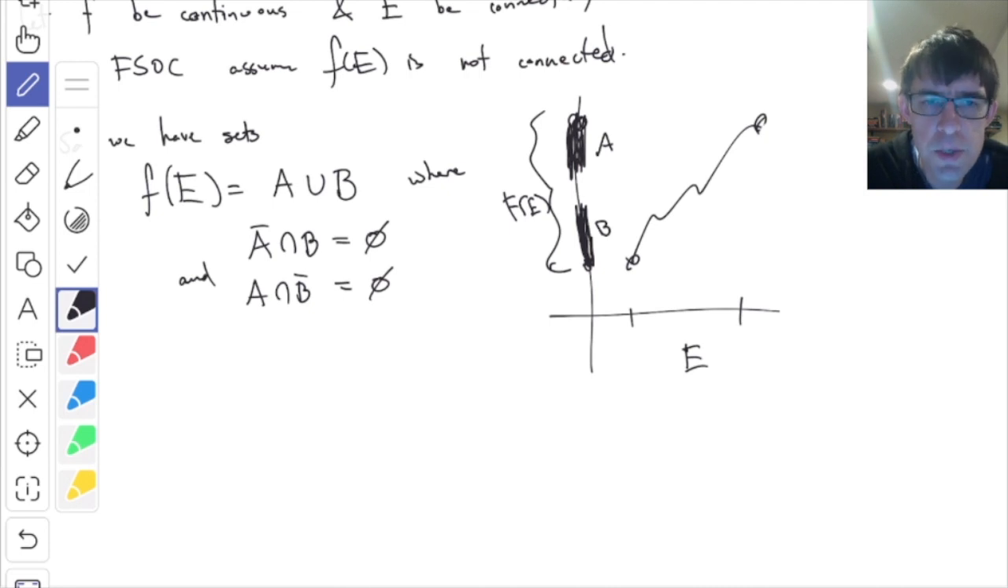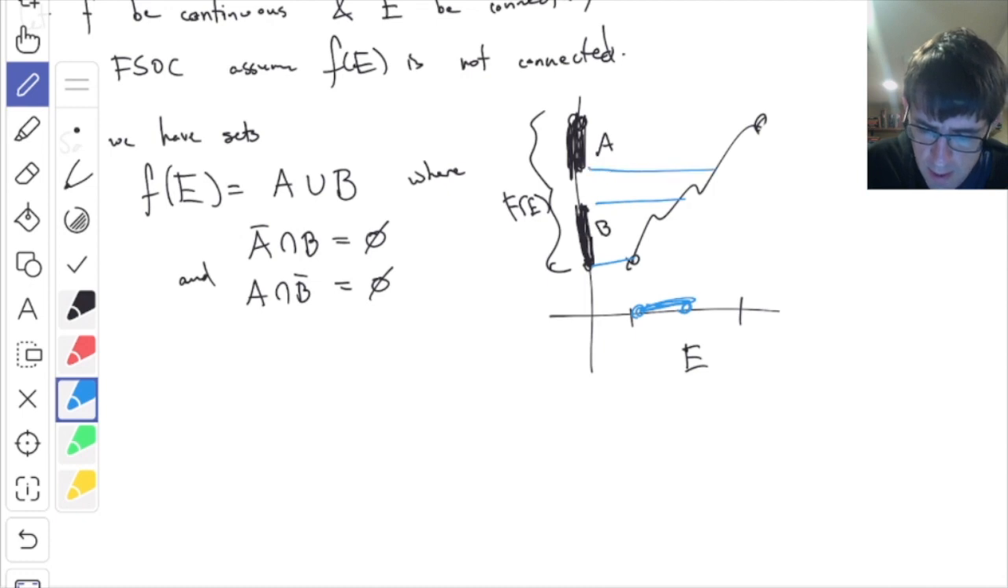So the situation we are in right now is that we are somehow able to break f of E into two separate pieces, which don't intersect each other. Even if you take the closure of one of them, it does not touch the other one. All right. Now, we want to somehow get a contradiction out of this. Let me just tell you the idea first, and then we'll write down the details. The idea is you take B here, and you pull out all the points which went into B, and then you also take A here, and you pull out all the points which went into A. All right? And if those two things are disconnected, that's a contradiction, because E is supposed to be connected. So this is the idea.